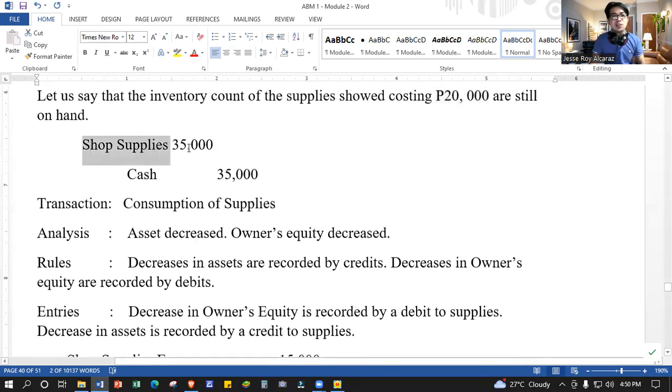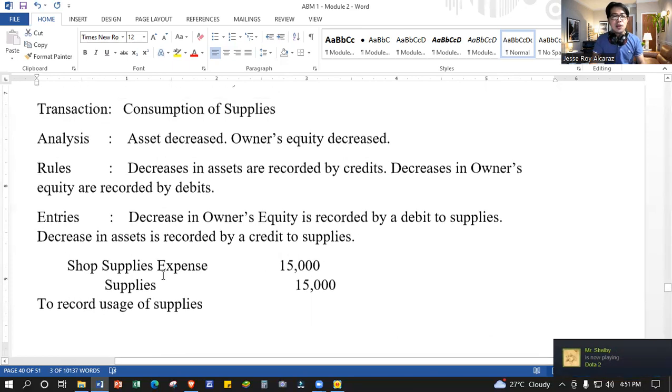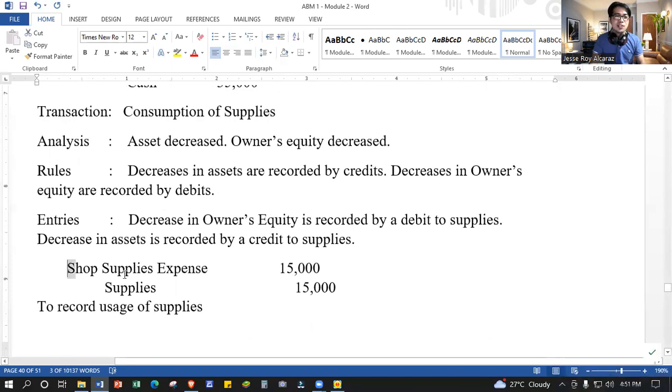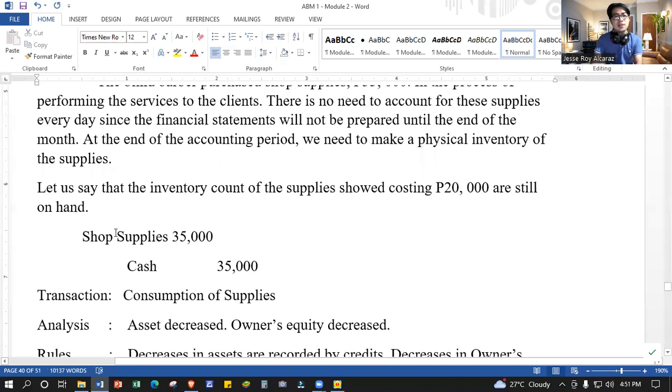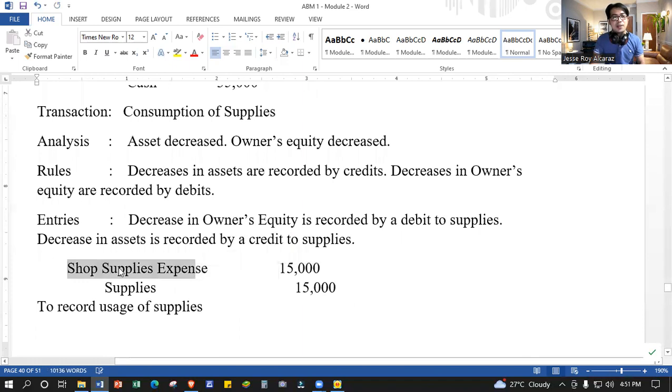Therefore, the shop supply should be decreased. Since this is an asset, kailangan ta mag-credit. That is why the adjusting entry for this example is credit, shop supplies, and debit, shop supplies expense or supplies expense, 15,000 pesos. Since nagamit man nato, we are assuming that nagamit siya, therefore, kailangan ta mag-record og expense.